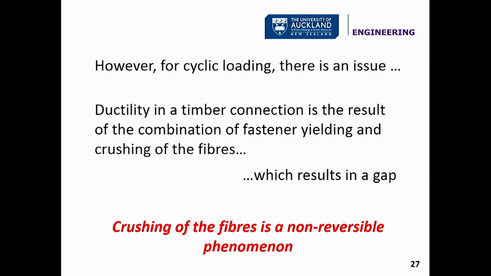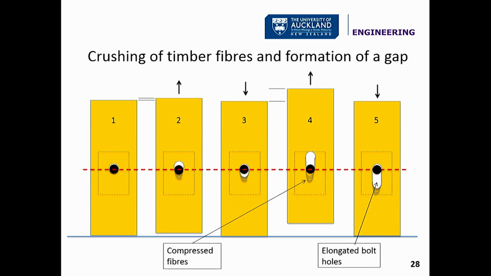Under cyclic loading, there's an issue. As ductility is provided by a combination of fastener yielding and fiber crushing, that will result in a gap. That crushing of the fibers is non-reversible. So what we're talking about is that you have your connection at start. It's connected to a steel plate, let's say, that is connected to your foundation. At first, the member is loaded in tension. There's crushing of the fibers. The low deformation will be ductile. You'll get a nice flat type of connection. That member will come down. It's the first cycle. There's a gap.